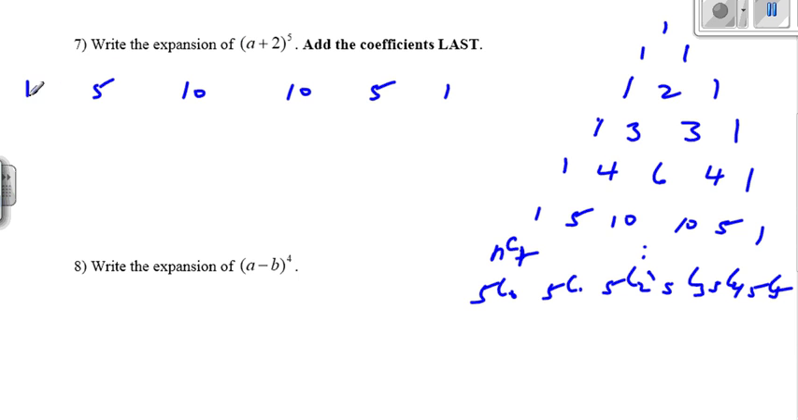Alright, first term, the A term goes in front, so that's A to the 5th, A to the 4th, A to the 3rd, A squared, A to the 0. And the last term, it's 2 to the 0, 2 to the 1st, 2 squared, 2 to the 3rd, 2 to the 4th, and 2 to the 5th. So all multiplication and addition.